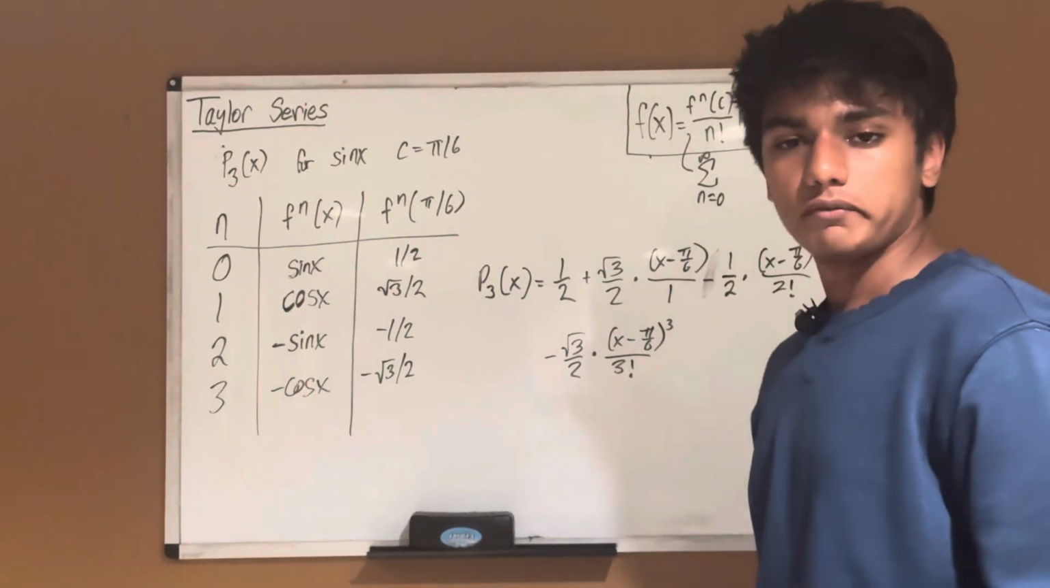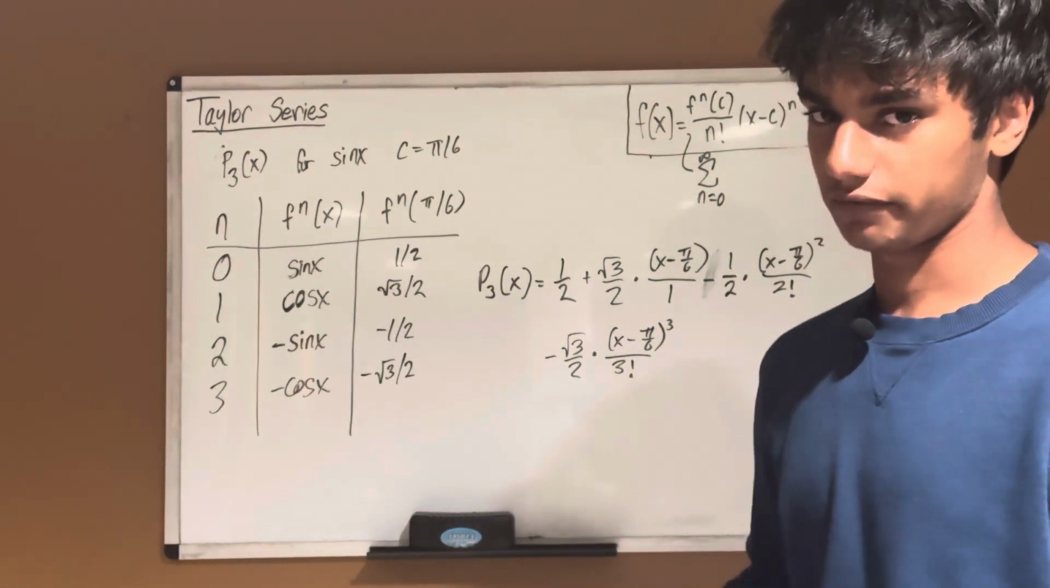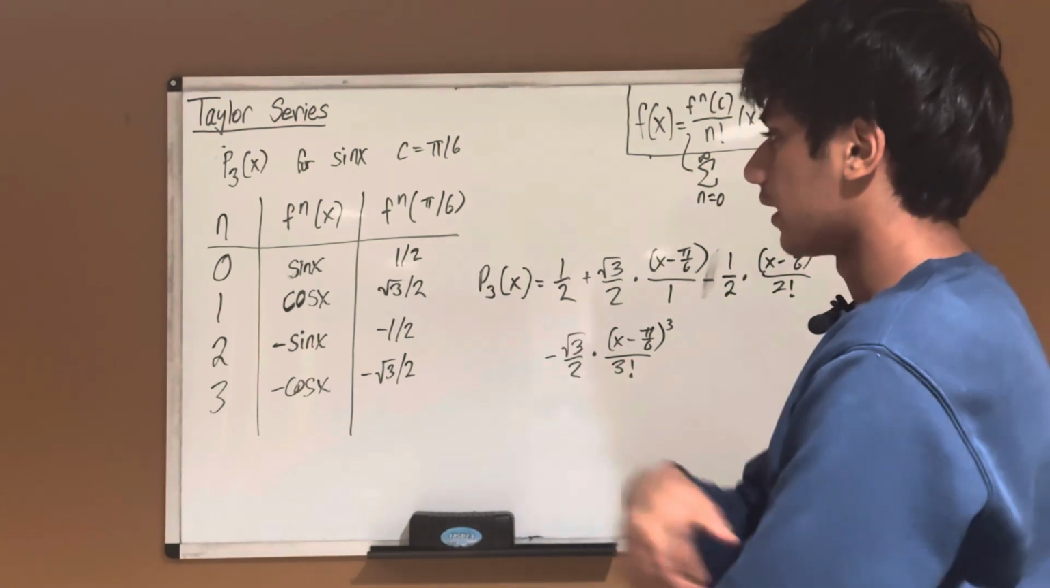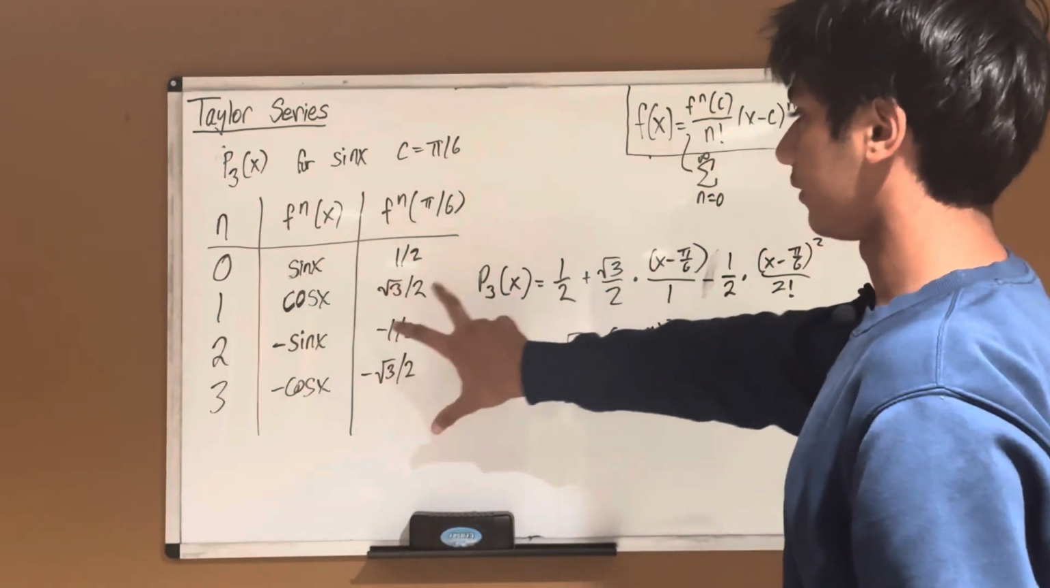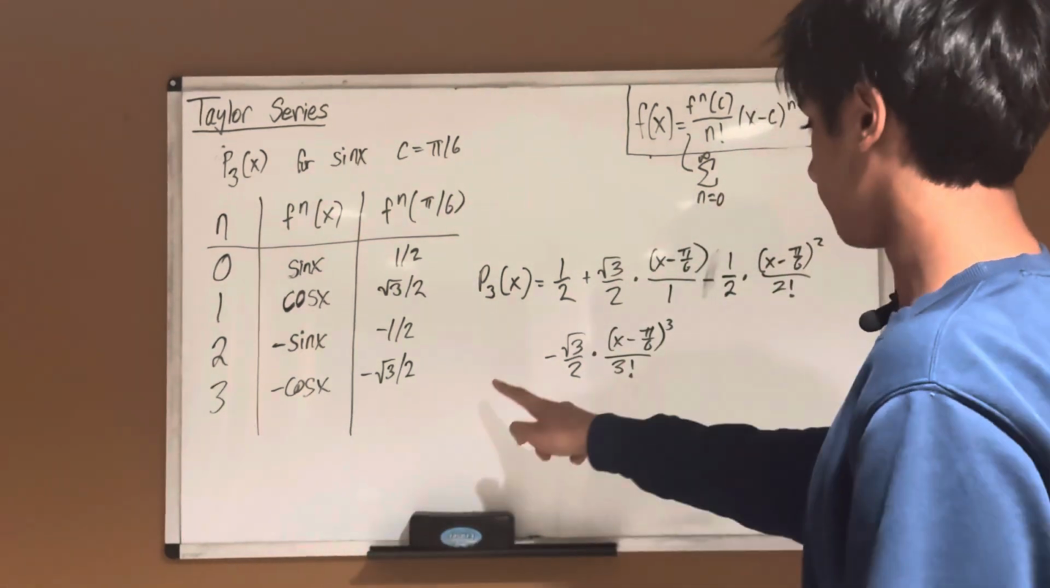So we could choose to simplify from here, but in this case, I don't think it matters. We can just leave it like this for the AP test on an FRQ. So again, the process is we create this table, we find all our values, and then we use the formula for a Taylor series to generate our polynomial.